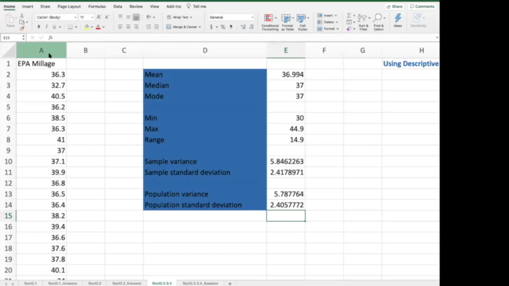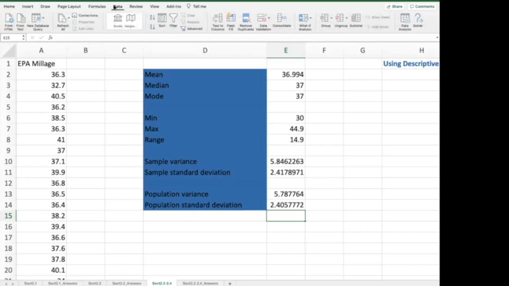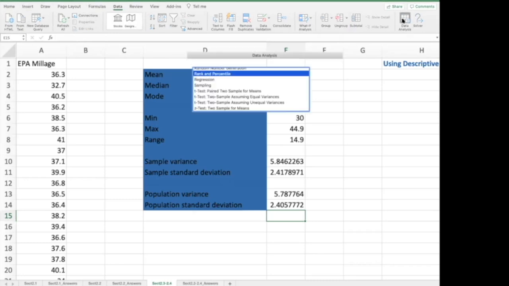Okay. So this is if you would like to find the statistics we learned here one by one, by functions. But if you would like to find all the statistics, we have a different way. You will go to Data, then Data Analysis. From this list, select Descriptive Statistics, and then OK.